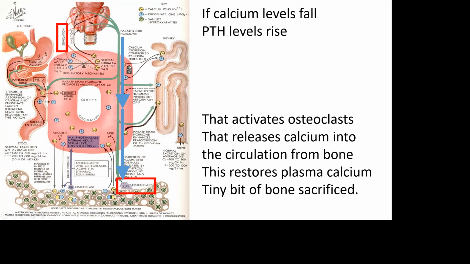In addition to that, the PTH will also activate calcium absorption from the gut, and it will also activate calcium resorption from the tubules after it's been filtered in the kidney. So there's lots of clever ways to normalize the plasma calcium, and in times of plenty, when you have enough calcium in your diet, the calcium will go back into bone under the influence of the bone building cells, the osteoblasts.